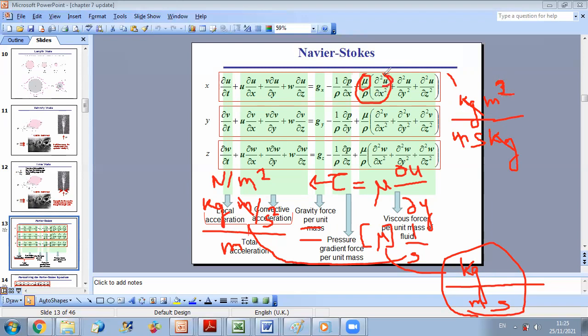So here you have u, the unit of u is meter per second. While here you have del x square. So del x square is meter square. So now what will happen is that meter square and meter square will cancel out. And over second will give you meter over second square. So again, we verified that all our terms have the same dimension.